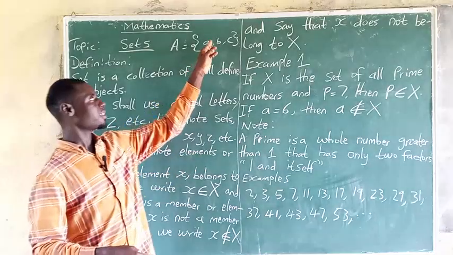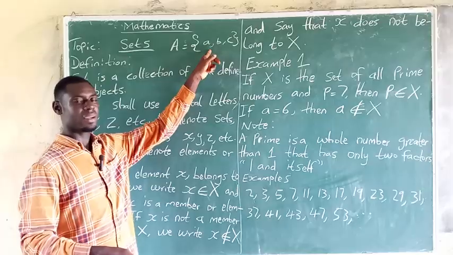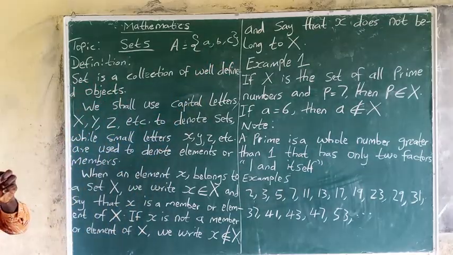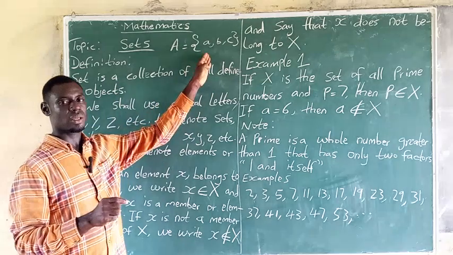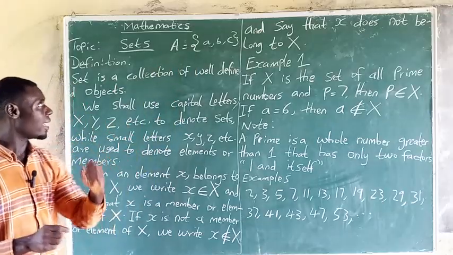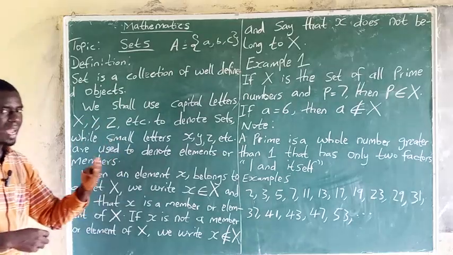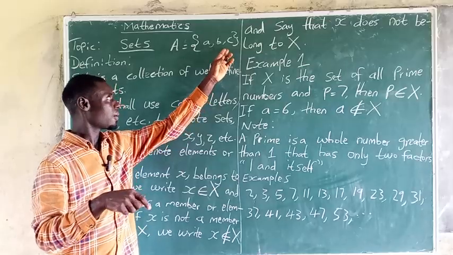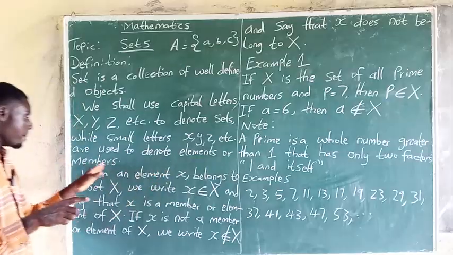What is inside set A? Small letter a, small letter b, small letter c. So it is well defined. A mathematician will always know that this is a set because it is well defined. Now let's proceed. For what is inside the curly bracket, you can use either the word elements or members.